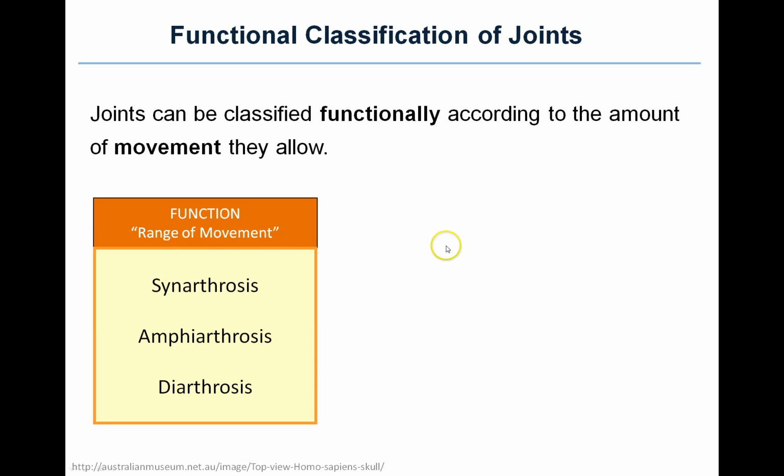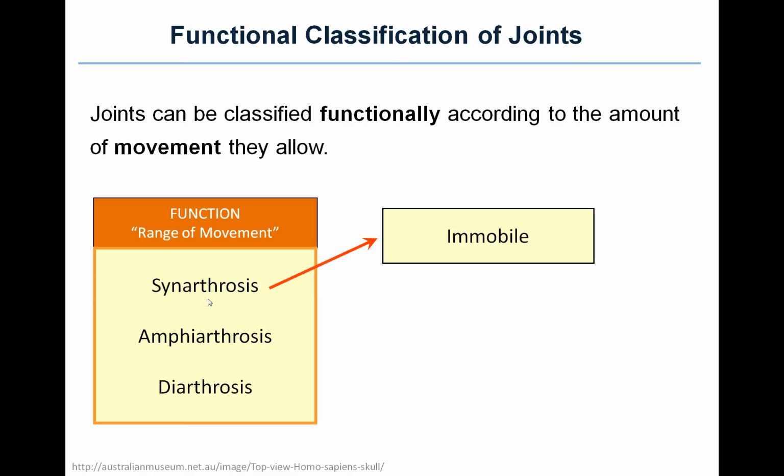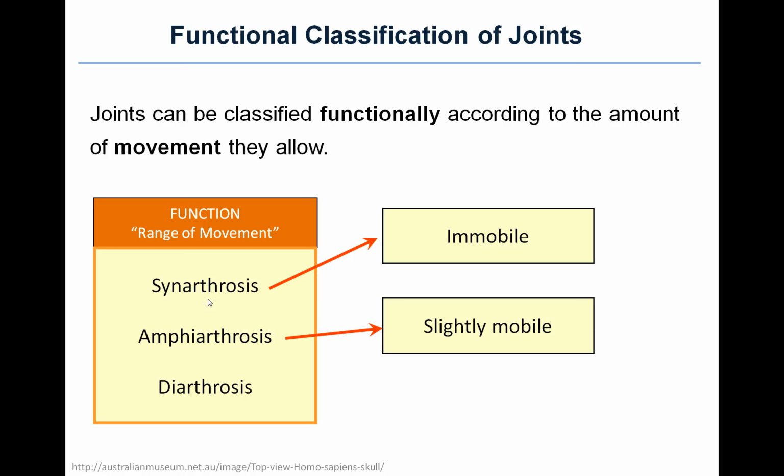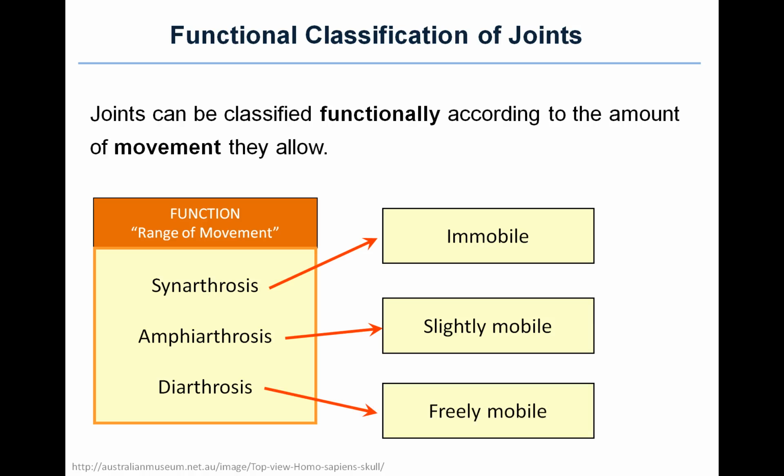So by firstly looking at the functional classification, we can see that based on the degree of movement, we have a specific term we use to describe that joint. All of these terms are referring to the term arthrosis, meaning joint. Synarthrosis refers to an immobile joint. Amphiarthrosis to a slightly mobile joint, and a diarthrosis is the most common in the body. It's freely mobile.